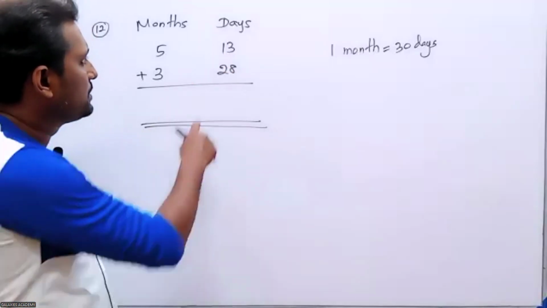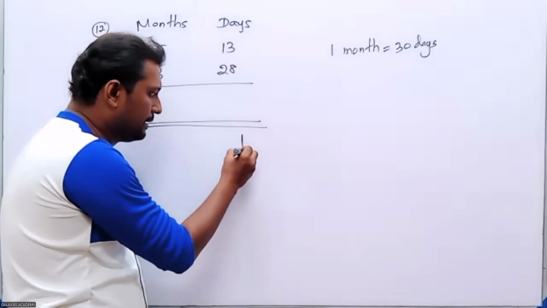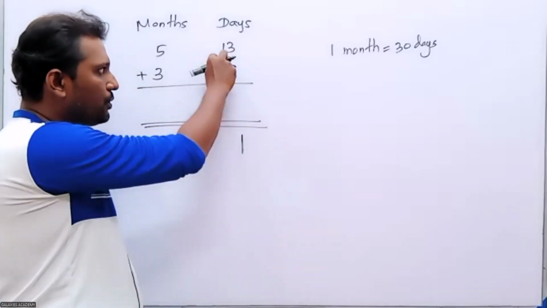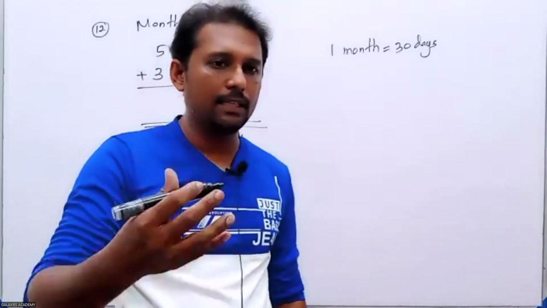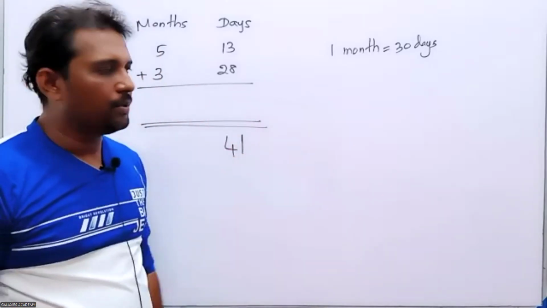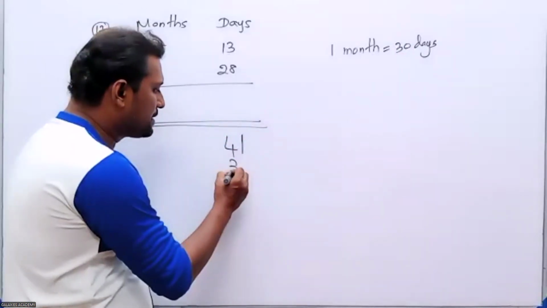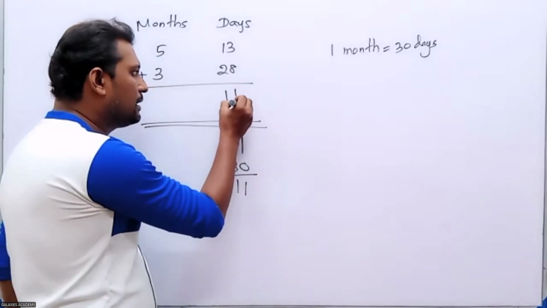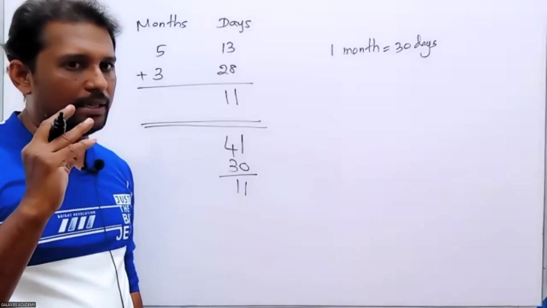Now add 3 plus 8, 11. I will write that here. Remaining 1. 1 plus 1, 2. 2 plus 2, 4. 41. 41 is greater than 30, no? So you can't write 41 here. What you have to do is subtract 30 from this value. Then what is the value? 11. So here you have to write 11. In the days column, you can write only 11.